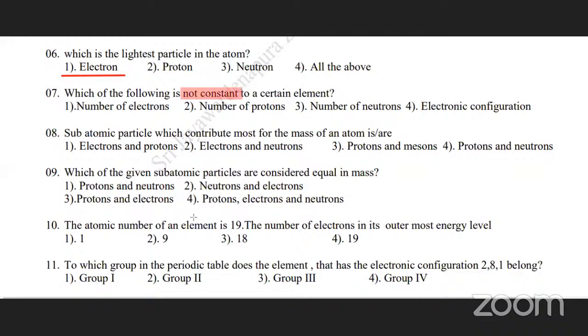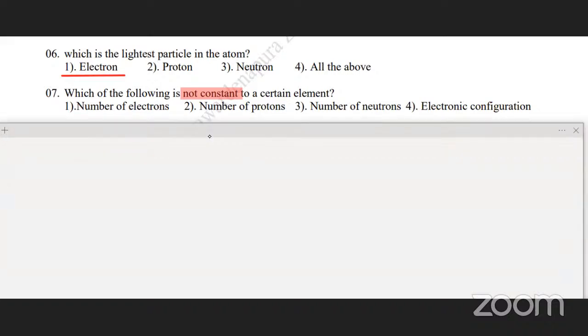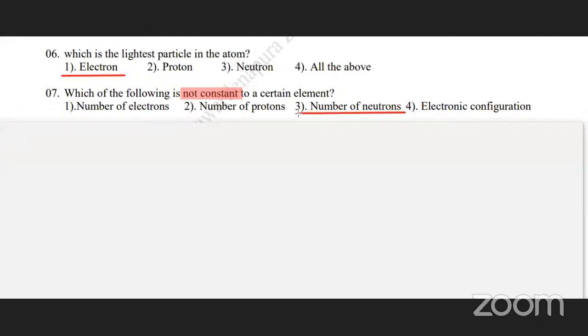This is what I just now explained. I explained your proton number is constant for a given element. If it is hydrogen, even if there are isotopes, proton number is constant, atomic number 1. But neutron number is not constant for a given element. Answer is third. Question number 7, answer is 3. Those who have done this before me, you can mark the answers with the red pen. Write the reason why neutron number is not constant for a given element: due to the presence of isotopes.